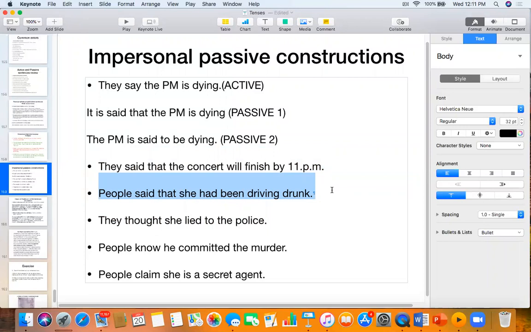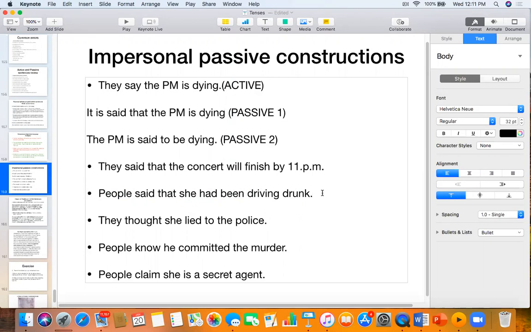It is said that she had been driving drunk. Okay, the second one. People said that she had been driving drunk. She is said to have been driving drunk. All right.